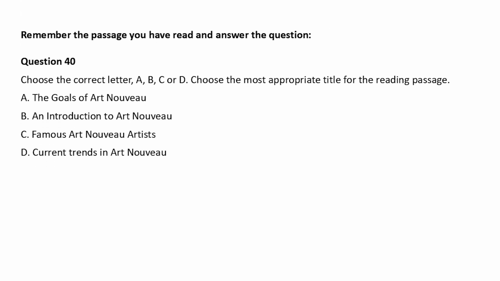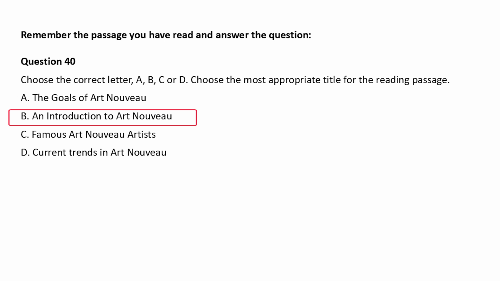We'll move on to question 40. It's a multiple choice question asking you to choose the most appropriate title for the entire passage. Let's think about what the passage said. The passage begins by explaining what Art Nouveau is and what it aimed to do. It then takes us through the origins, growth, key figures, global spread, peak in 1900, decline, and even a revival in recent decades. So overall, we're getting a full overview of the movement from start to finish. That's why the best answer is B, an introduction to Art Nouveau.